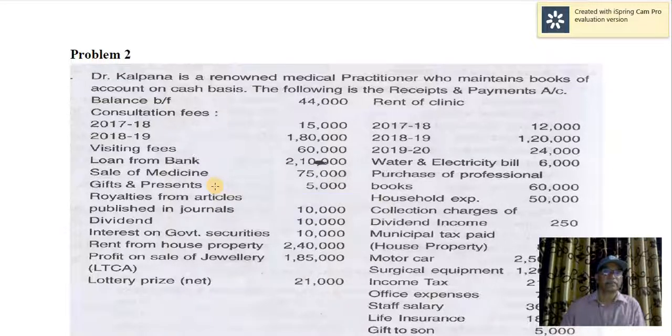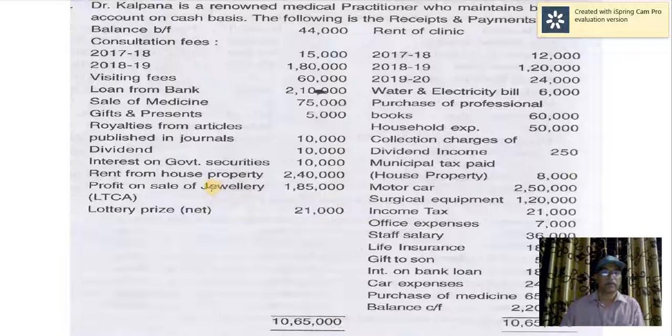Royalties from articles published in journals, this is not an item of professional income, that is falling under the head income from other sources. Then dividend, this item also falls under income from other sources, and here since the amount is just 10,000, that is exempt from tax. Supposing dividend is received from cooperative societies, that is fully taxable. Then interest on government securities, this item also falls under income from other sources and not under income from profession.